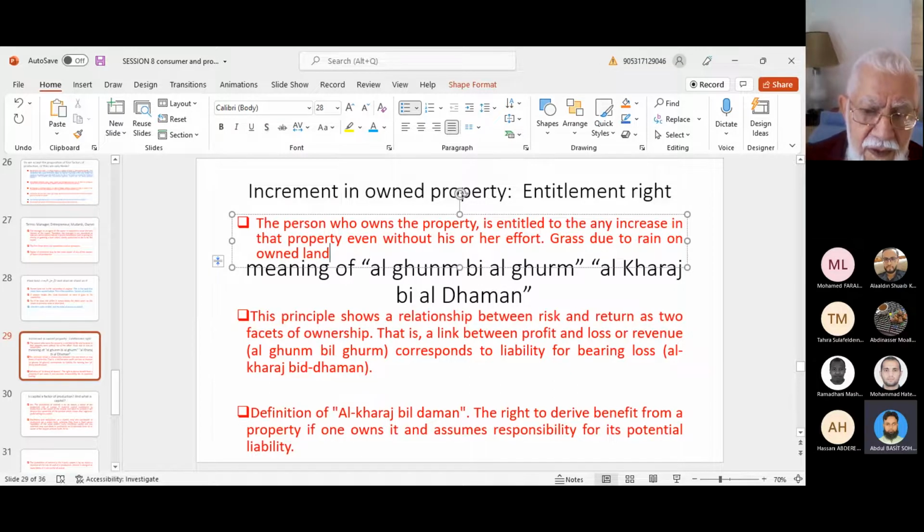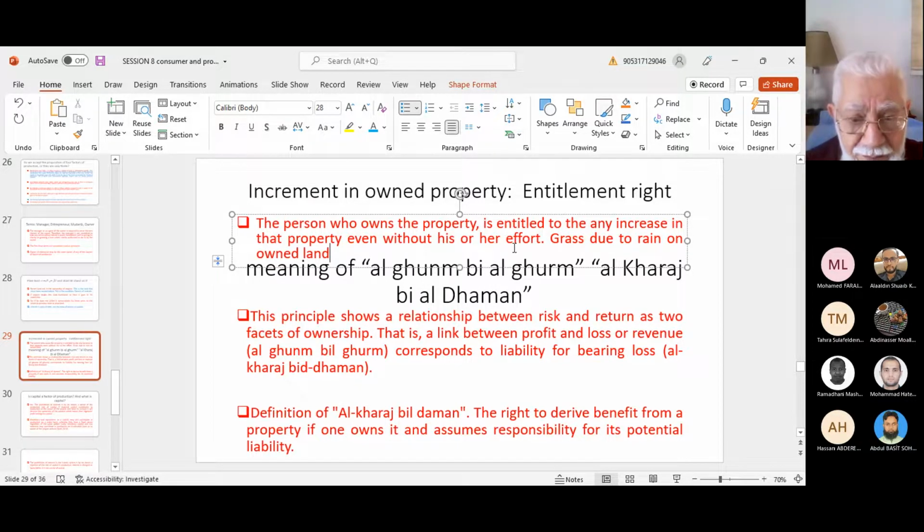The meaning of al-ghanam be al-ghuram, al-kharaj be al-daman. The principle shows a relationship between risk and return as two facets of ownership. That is a link between profit and loss or revenue. Al-ghanam bil ghuram corresponds to liability for bearing loss. Al-kharaj bid daman, the right to derive benefit from a property if one owns it and assumes responsibility for its potential liability.